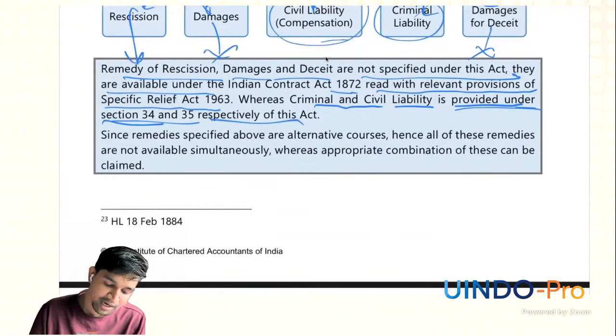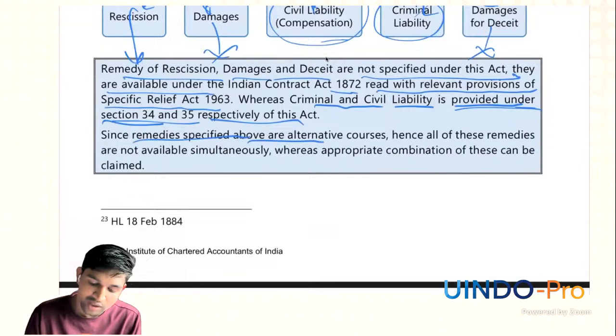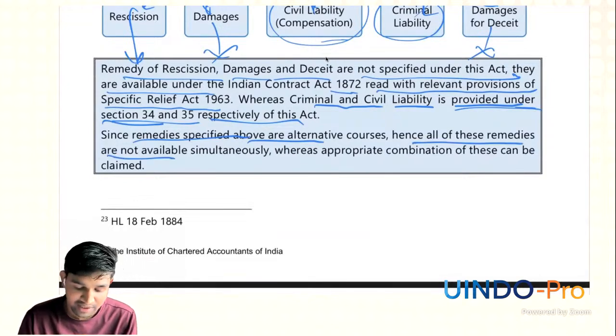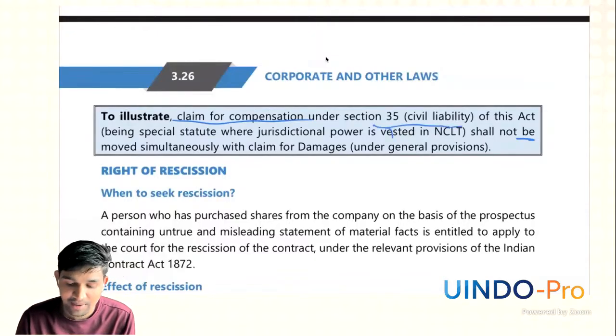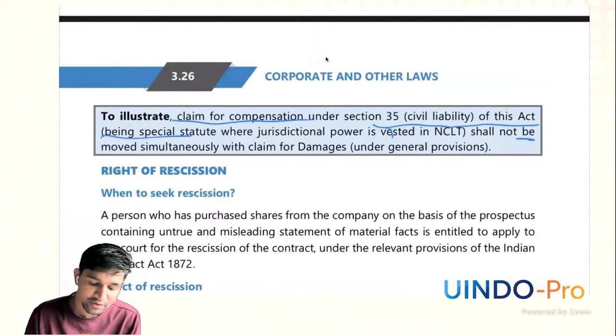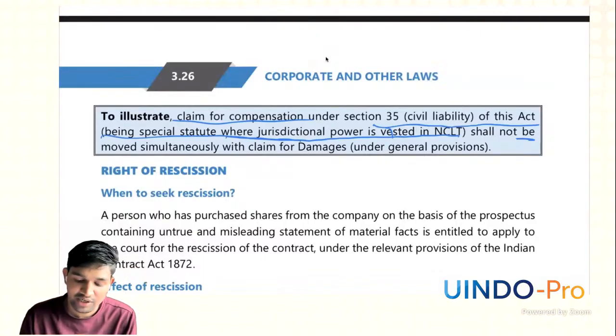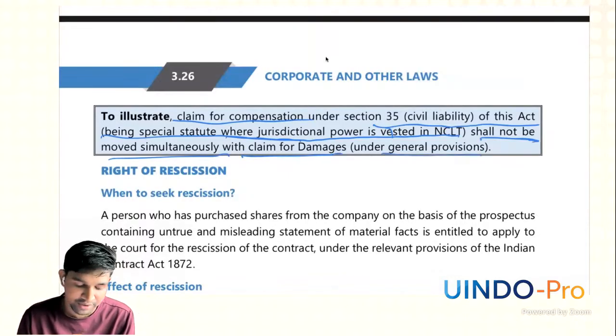Since the remedies specified above are alternative courses, all of these remedies are not available simultaneously, whereas an appropriate combination of these can be claimed. To illustrate, a claim for compensation under Section 35 civil liability of this Act, being a special statute where jurisdiction power is vested in the NCLT, shall not be moved simultaneously with a claim for damages under general provisions.